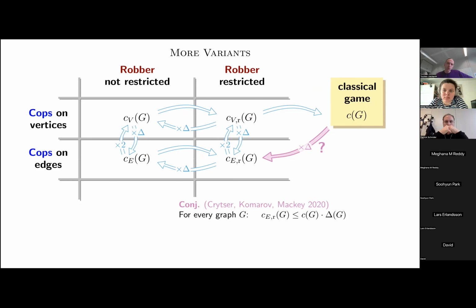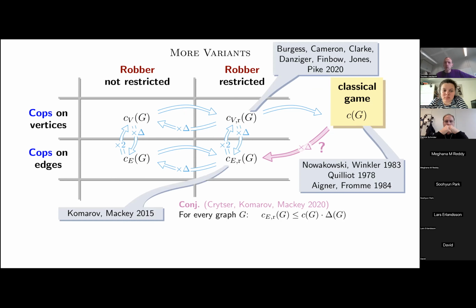And maybe now is a good time to talk a little bit about related work. So we didn't make up all these variants. I already said it in the beginning. These have been recently introduced. The original game is very old. It goes back basically to the PhD thesis of Kiyo, who considered the game for one cop only. Then Nowakovsky and Winkler did the same for one cop only, and then Eigner and Fromme introduced the classical cops and robber game for several cops. And they also introduced the cop number as I have defined it here.